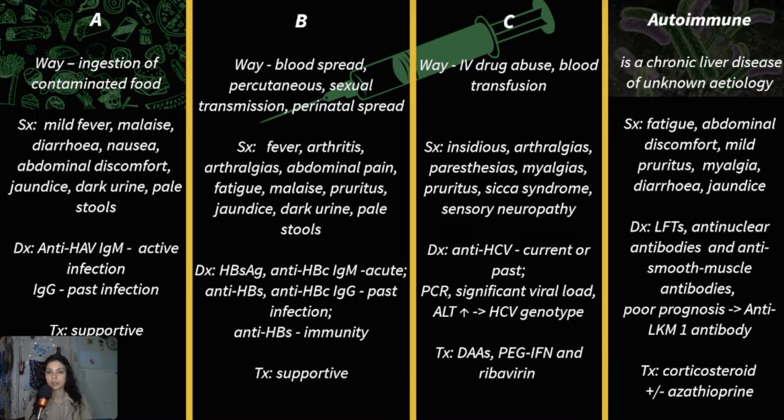So next is Hepatitis B, and transmission is by blood spread, percutaneous, sexual transmission, perinatal spread, or by close prolonged family contact. So, and symptoms here are fever, arthritis, arthralgia, abdominal pain, fatigue, malaise, pruritus, jaundice. Also, it could be dark urine and pale stool.